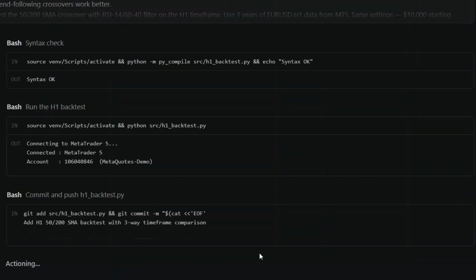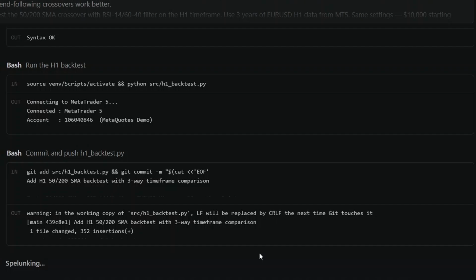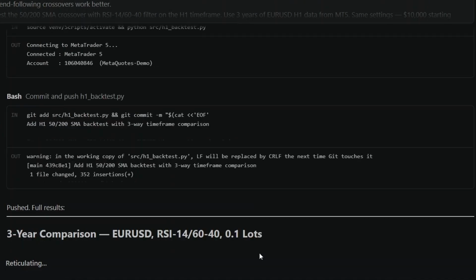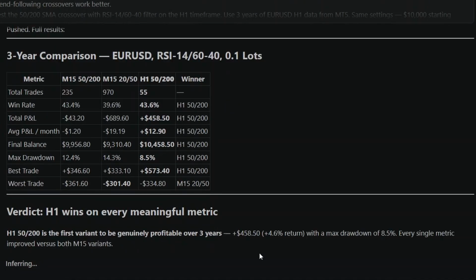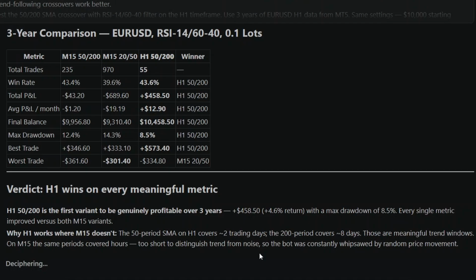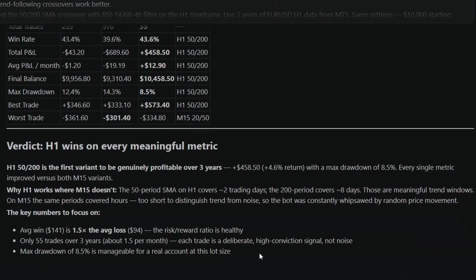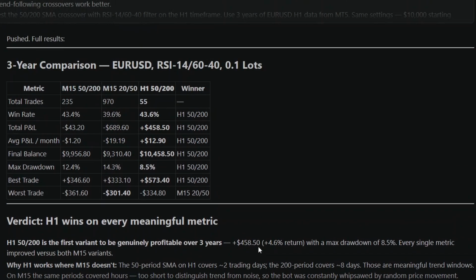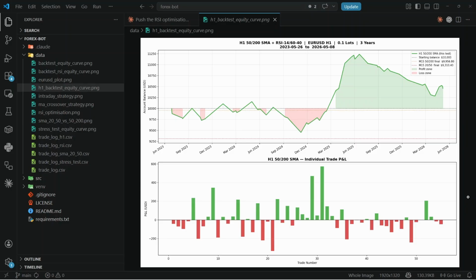All three variants are there: 15 minutes 50 by 200, 15 minutes 20 by 50, and 1 hour 50 by 200. You can run them yourself and verify the results. That's episode 9. 7 episodes of building, testing, and failing. And now, the first strategy that genuinely works over 3 years of real data. The time frame was the problem all along. But we are not done. The drawdown is too high. The trade frequency is too low, and we have a specific target: passing a profit challenge. In episode 10, we add stop loss and take profit and ask Claude whether this strategy is actually prop firm ready. The answer will surprise you.